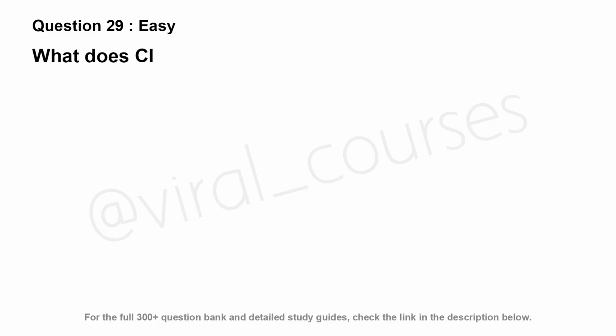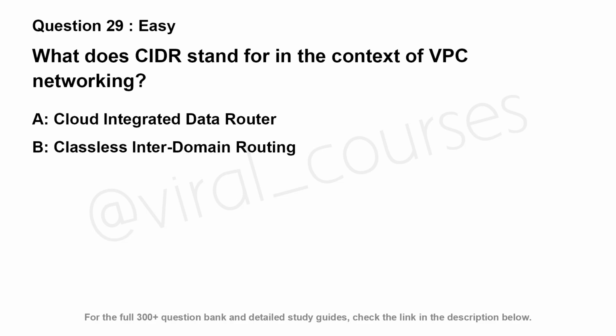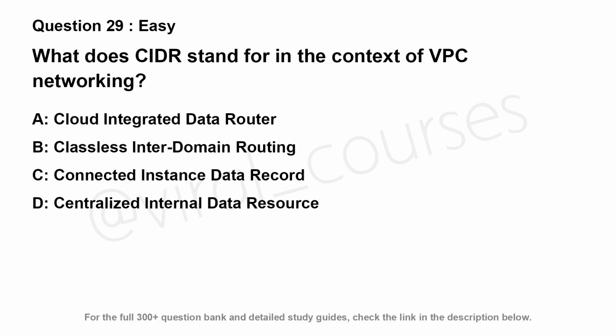What does CIDR stand for in the context of VPC networking? Option A, Cloud Integrated Data Router. Option B, Classless Inter-Domain Routing. Option C, Connected Instance Data Record. Option D, Centralized Internal Data Resource.